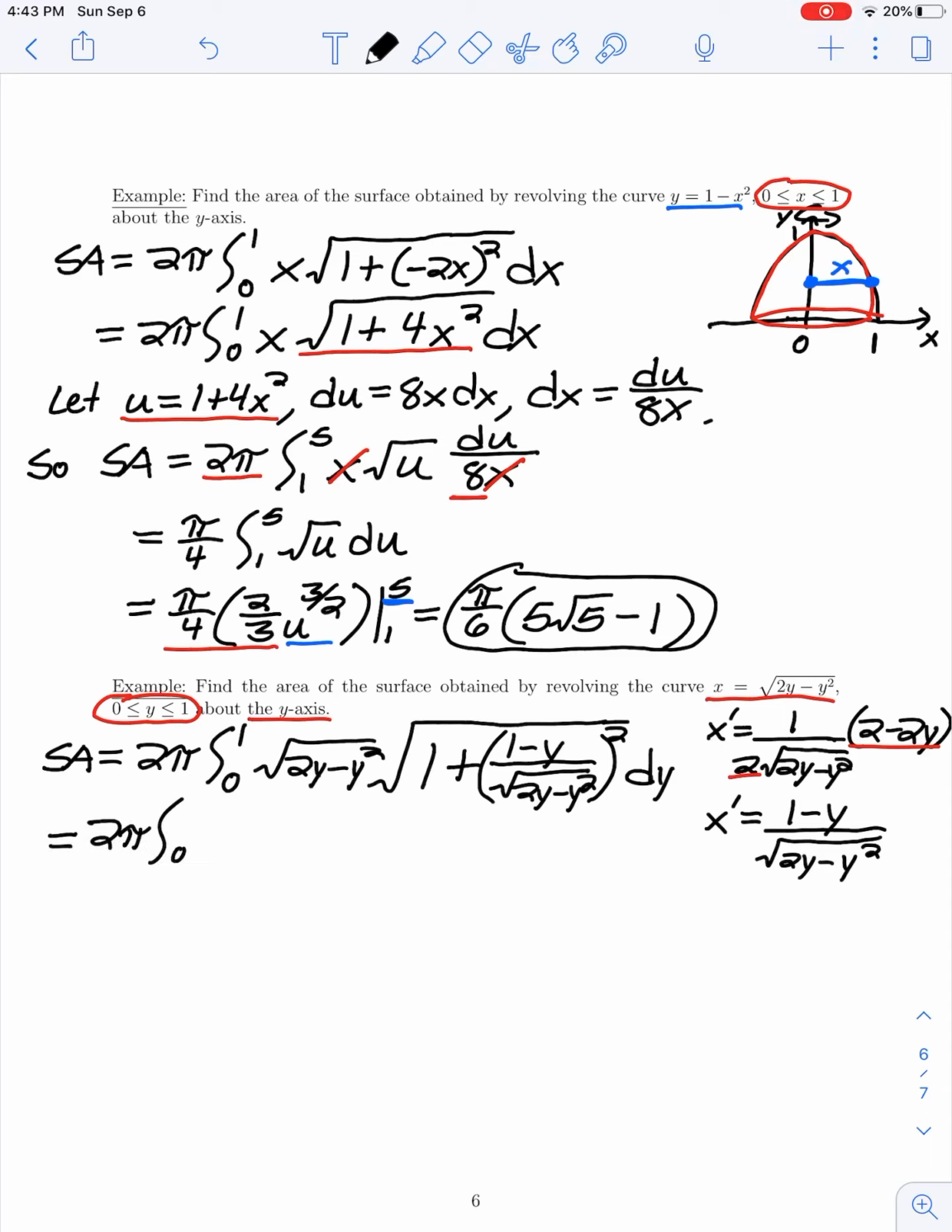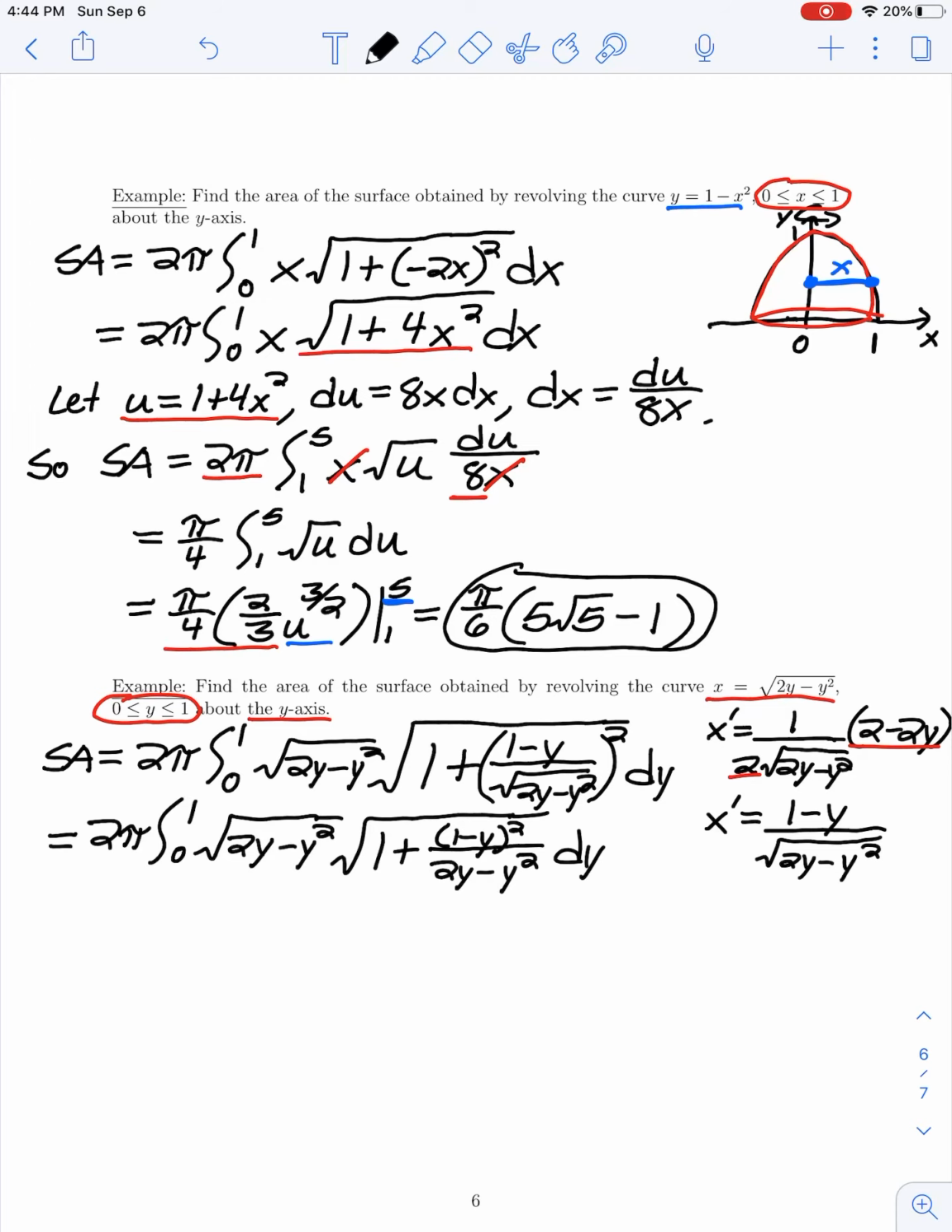Out in front, we've got our 2 pi times the integral from 0 to 1. And we've got the square root of 2y minus y squared times the square root of 1 plus, when we square this, our numerator will be 1 minus y squared, and then we're dividing by the square root of 2y minus y squared, squared, which gives us 2y minus y squared. Still have our differential of y on the end.